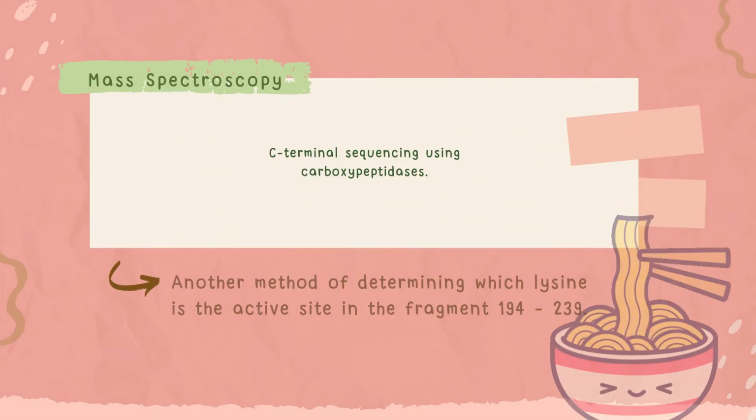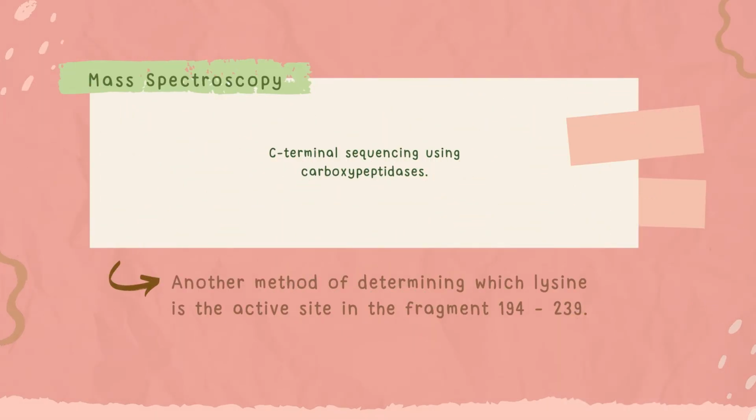So, just another method of determining which lysine is the active site in the fragment 194 to 239, including some mass spectrometry in the analysis. The lysine 238 active site can similarly be determined by conducting C-terminal sequencing instead of N-terminal sequencing, coupled with mass spectrometry. In C-terminal sequencing, carboxypeptidases are used to sequentially remove amino acids from the C-terminal, which can then be analyzed using mass spectrometry to determine the sequence from the mass-to-charge values obtained.